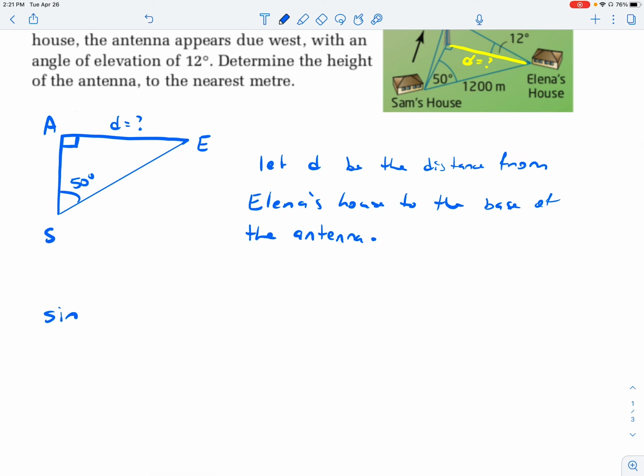So I'm going to write out sine of 50, because sine of 50 is going to equal the opposite over the hypotenuse. I forgot to write this down. This was 1200 meters. This length here, right? You can see that up here. So sine of 50 is going to equal opposite over hypotenuse, so it'll equal D over 1200. We can just rearrange and solve for D.